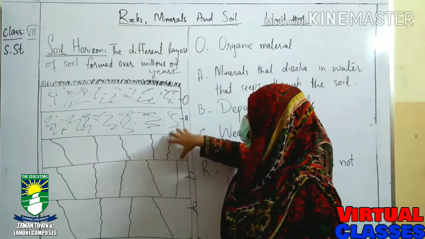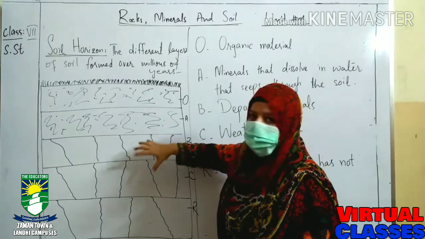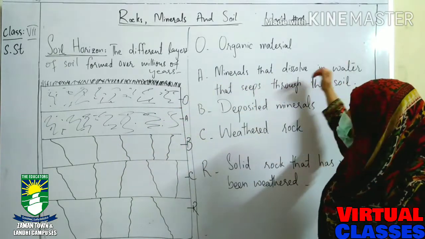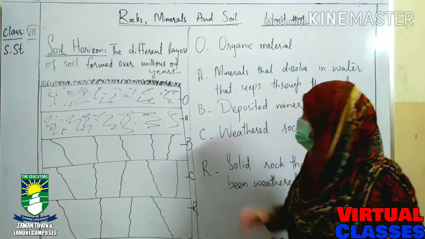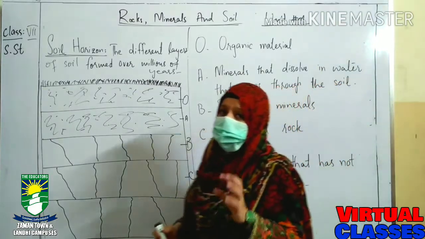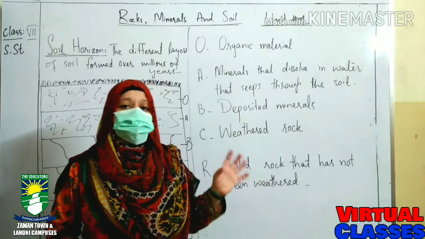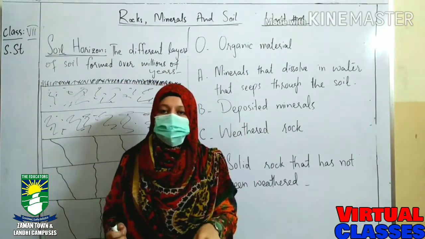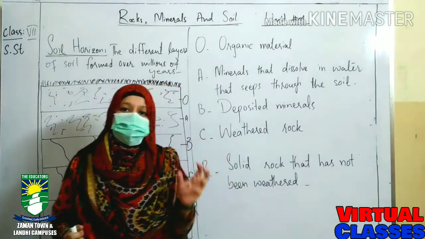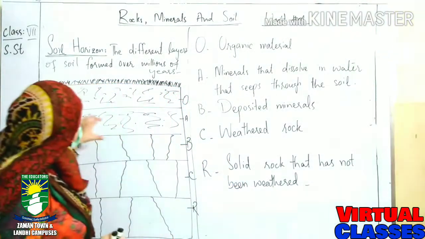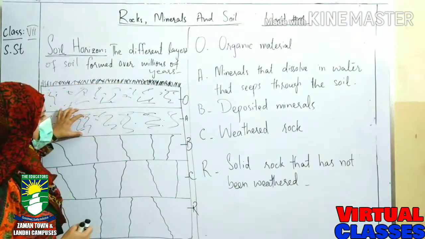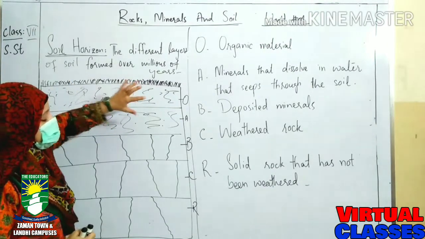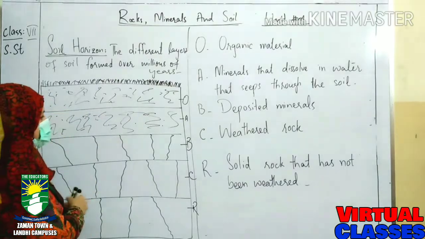The second layer of the soil profile or soil horizon is A. A consists of minerals that dissolve in water that seeps through the soil. As we studied with limestone in the last lecture, when water penetrates or seeps into the soil, it also contains minerals. So these minerals are present in this layer of the soil horizon, which is denoted by A. A means that this layer contains minerals.